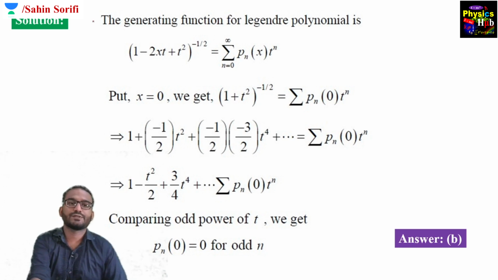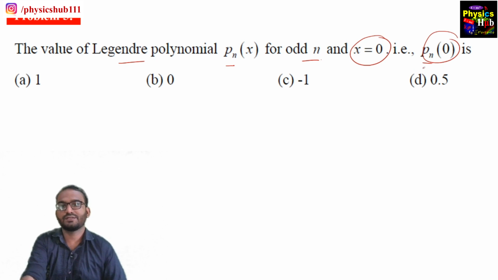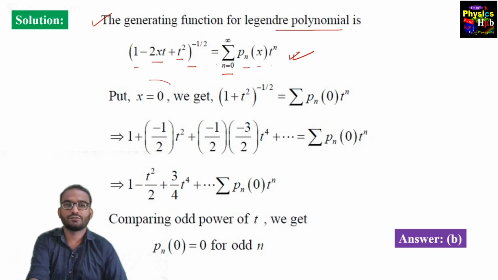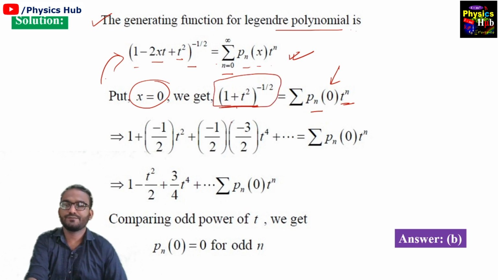We know the generating function of the Legendre polynomial: 1 minus 2xt plus t squared to the power minus half equals the sum from n equals 0 to infinity of Pn of x times t to the power n. Now we have to find the value of this Legendre polynomial at x equals 0. So we just put x equals 0 in the generating function, and we get 1 plus t squared to the power minus half equals the sum of Pn at x equals 0 times t to the power n.